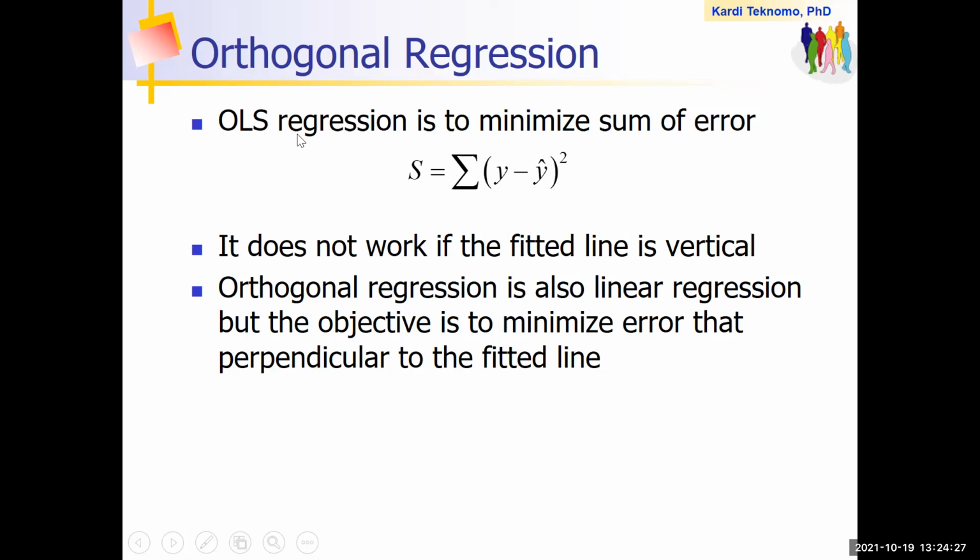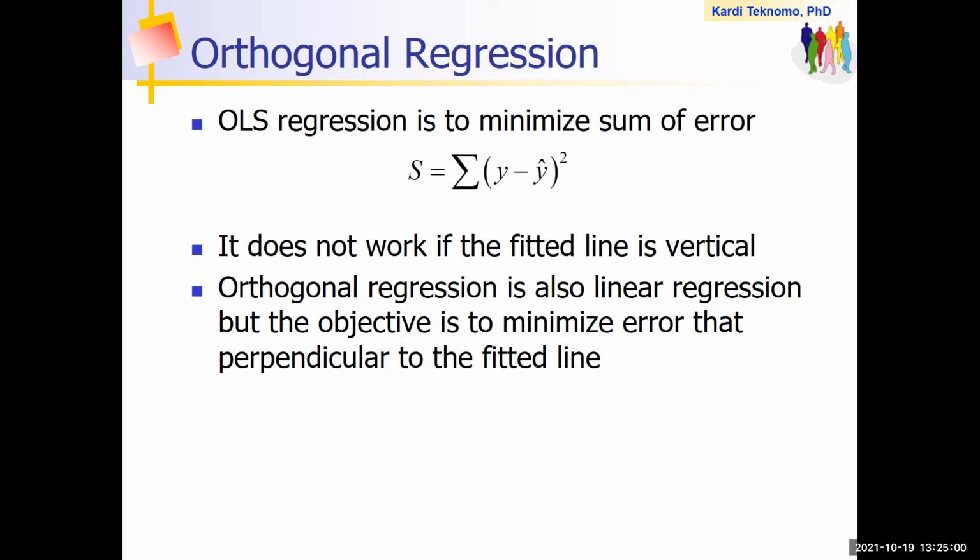Using OLS, ordinary least squares, what we have is to minimize the sum of squared error. Y is the data, Y cap here represents the estimate. Then you take this into square, and then you sum everything. So S here means what? S here means sum of squared error, right? SSE.